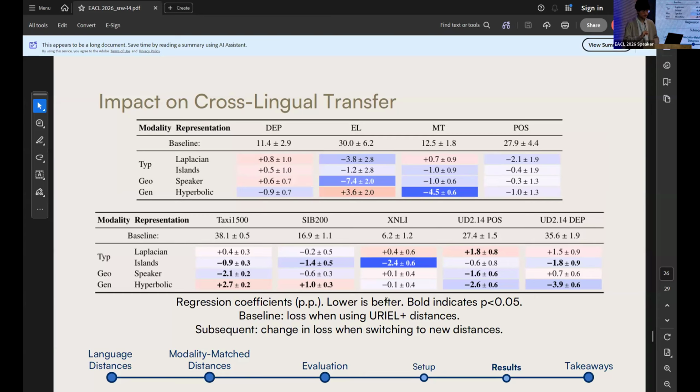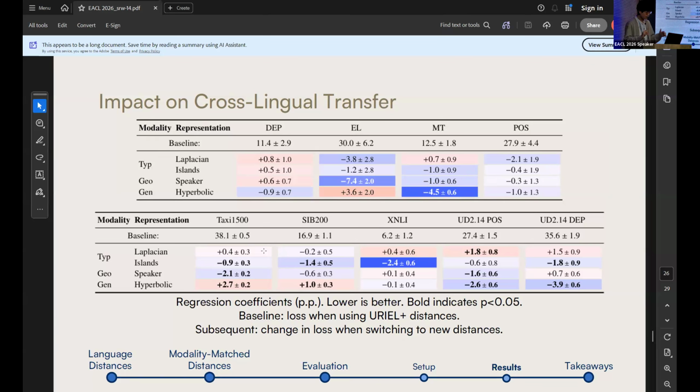So in the baseline row of our table, that represents the performance loss when we train LangRank using URIEL Plus synthesis. And how you might interpret that, for example, is for the dependency parsing task at the top, the performance loss is 11.4. And that means that LangRank chooses the model that on average performs 11.4% worse than the optimal model. And so our goal here is to try to measure how much our language distances affect that. And so here are the results.